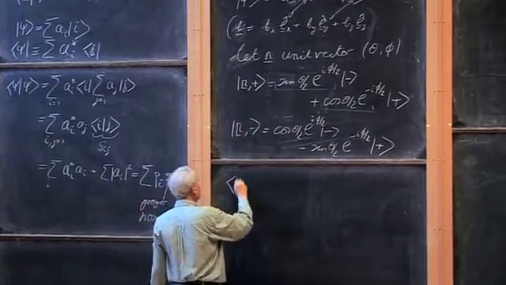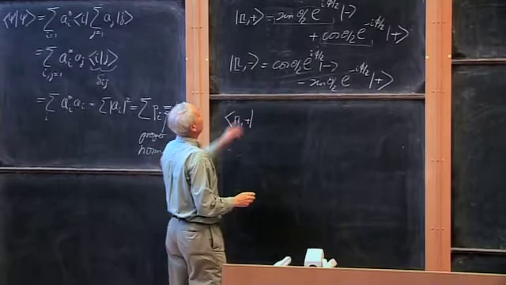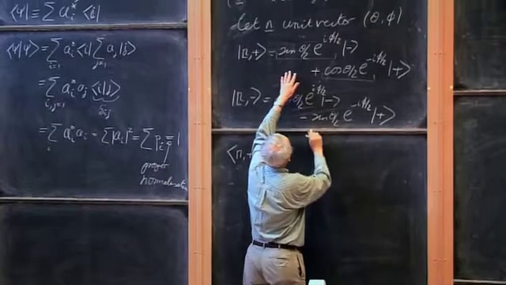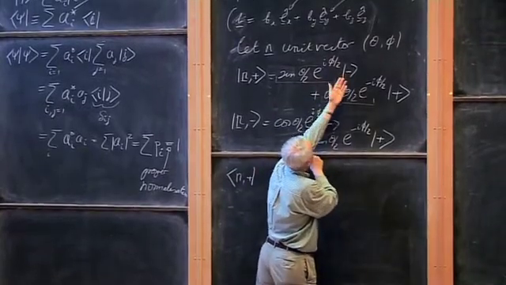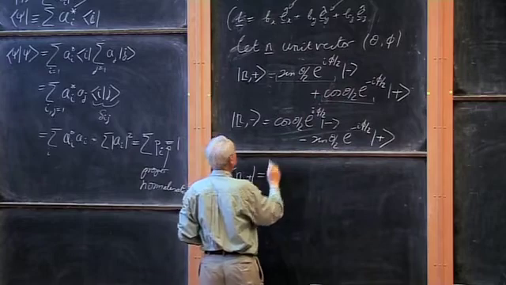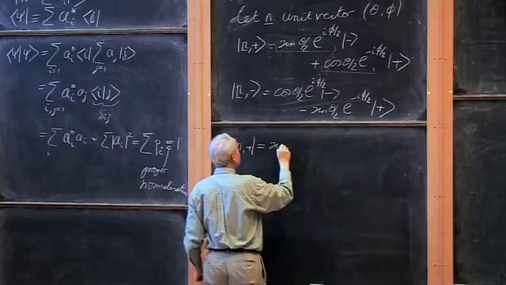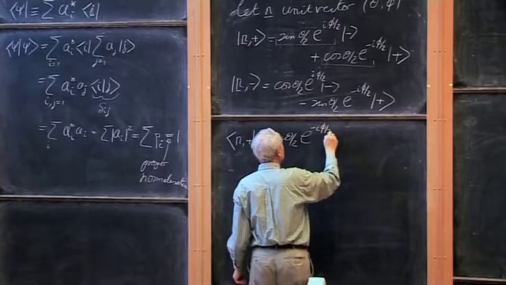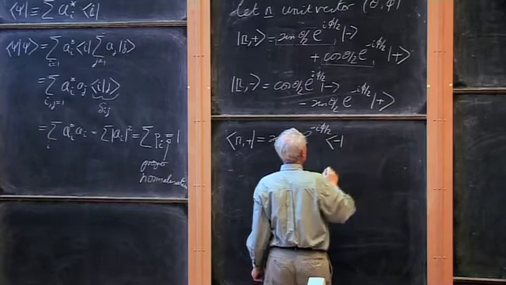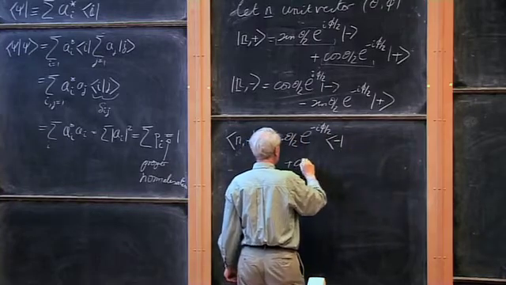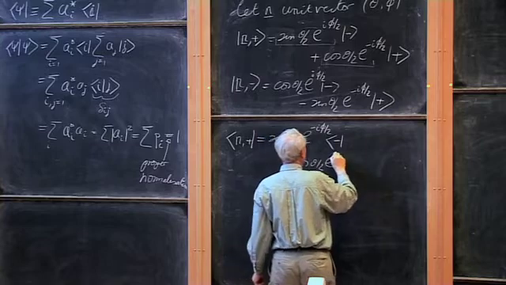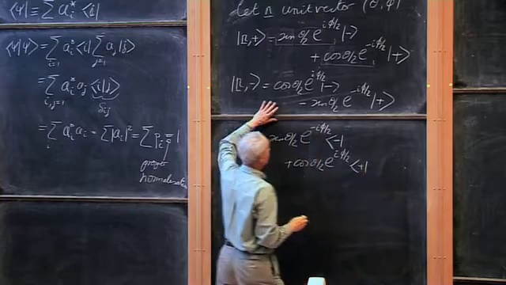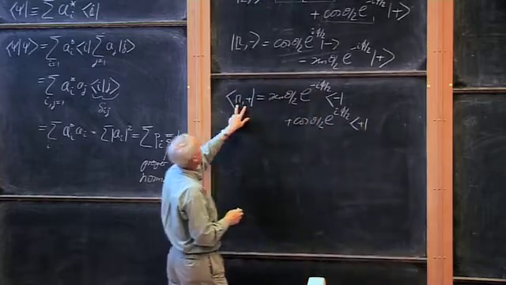So we have the bra n comma plus. The rule is that we take the complex conjugate of whatever comes in front of this, and then we change this into a bra. That was the rule we agreed on. So this is going to be sine theta over 2 e to the minus I phi over 2 times the bra minus plus cos theta over 2 e to the plus I phi over 2 times the bra plus. So that's the bra that belongs to that.